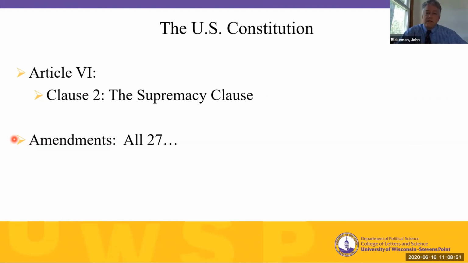So think of this as a roadmap to the Constitution, just a very broad, basic outline. And we will move on to lecture number 3.